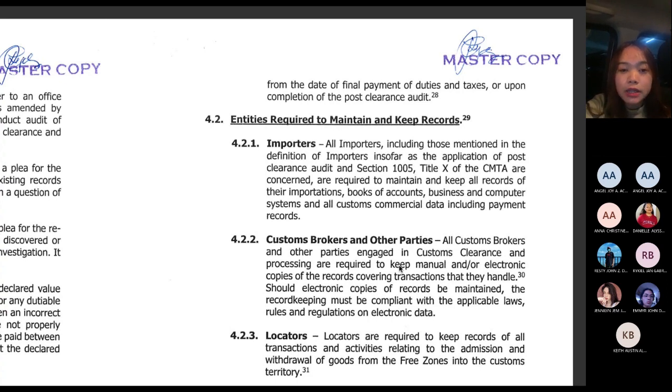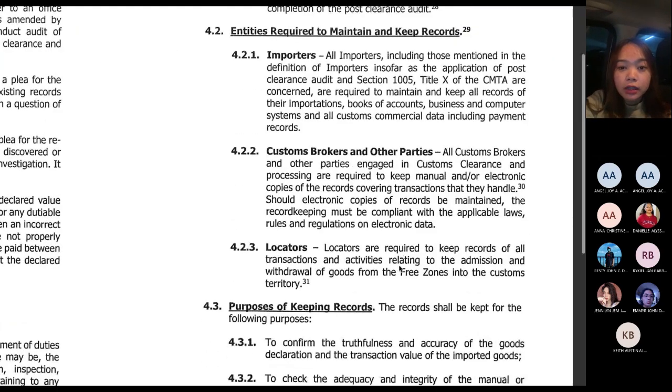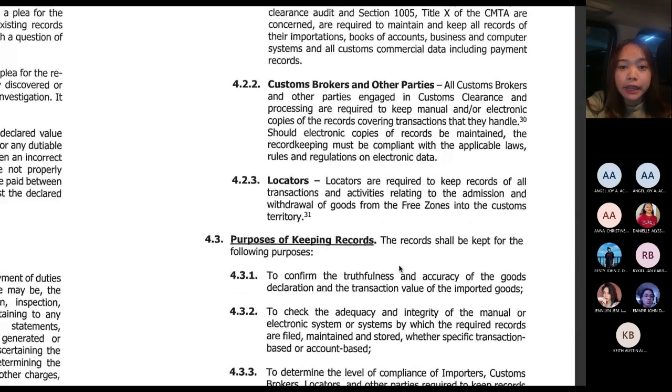4.2.2 Customs brokers and other parties. All customs brokers and other parties engaged in customs clearance and processing are required to keep manual or electronic copies of the records covering transactions that they handle. Should electronic copies of records be maintained, the record keeping must be compliant with the applicable laws, rules, and regulations on electronic data. 4.2.3 Locators. Locators are required to keep records of all transactions and activities relating to the admission and withdrawal of goods from the free zones in the customs territory.